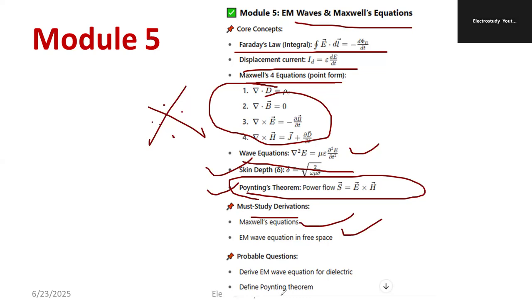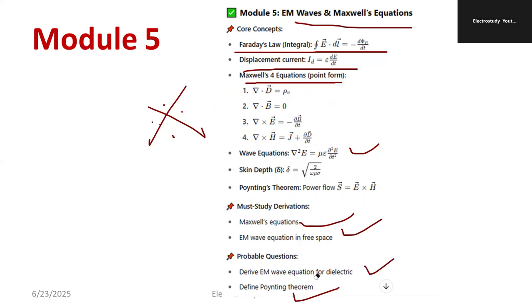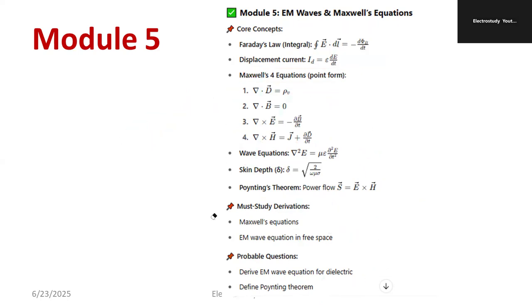Probable questions: define the Poynting theorem, and you can have a brief derivation, and derive the EM wave equations for dielectric. It may be air or water, right? You prepare according to the different types of dielectric media. So these are the probable questions from module 5. Surely, I think you can crack it.